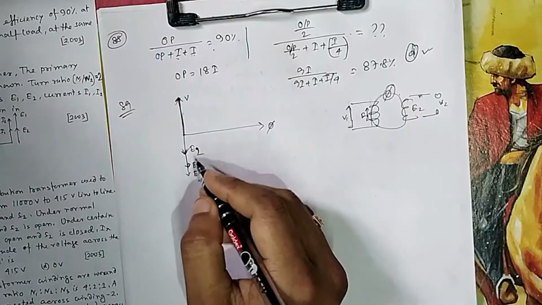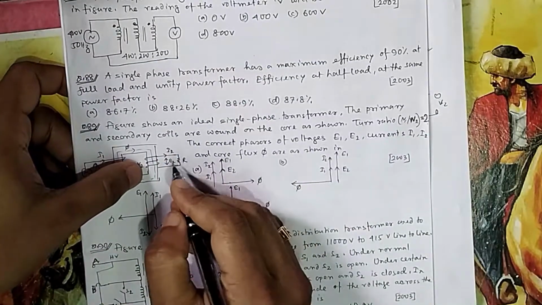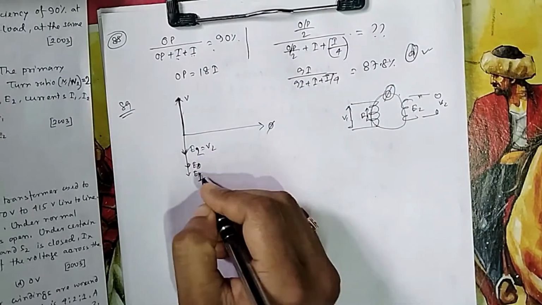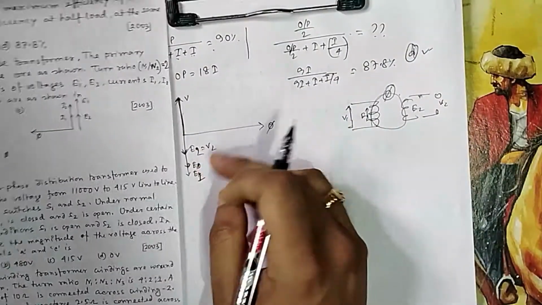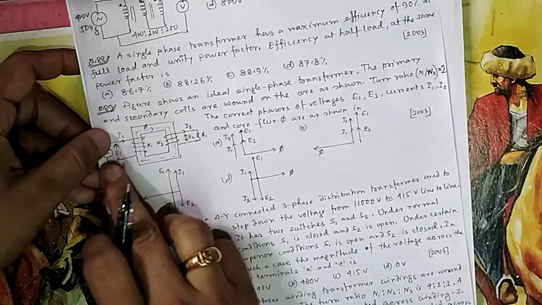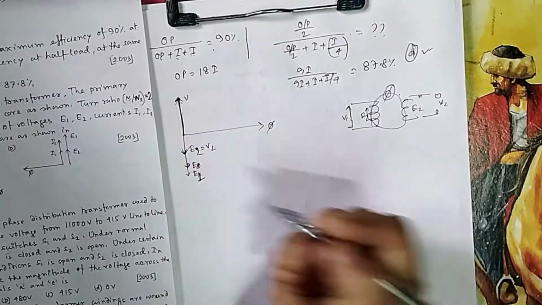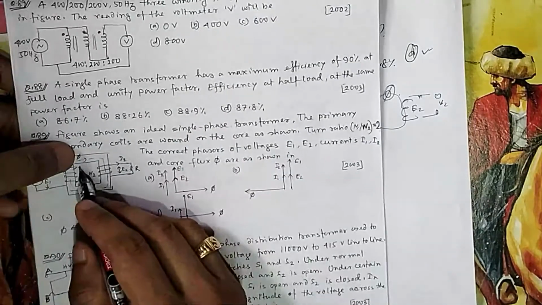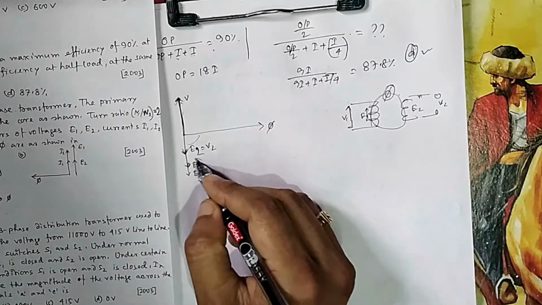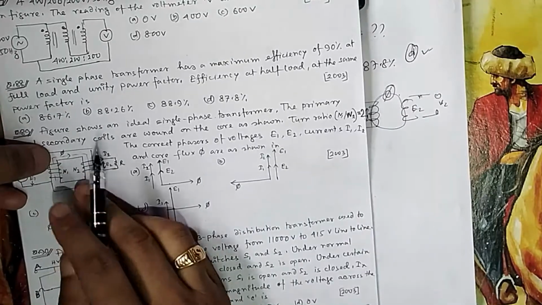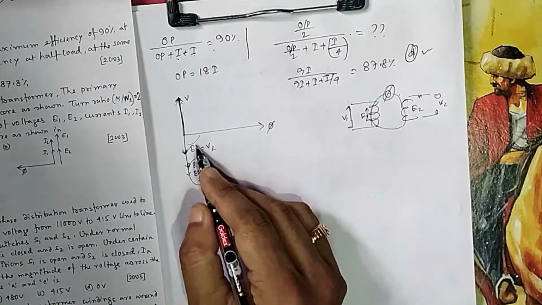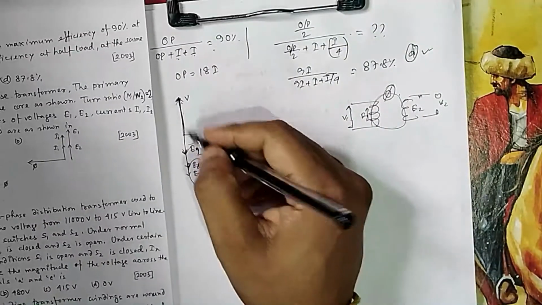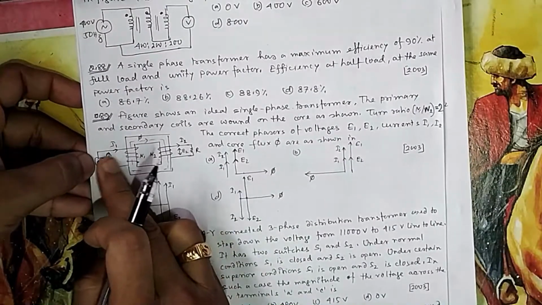Because there is no loss, there is no drop in the ideal case, so E2 will be equal to V2, and E1 is drawn opposite. The idea is that you think the power is flowing from V to E1. That's why this 180 degree shift is given. The flux phi is generating both E1 and E2, so they should be in the same phase. This 180 shift is given to indicate that the power is flowing from this side to this side.